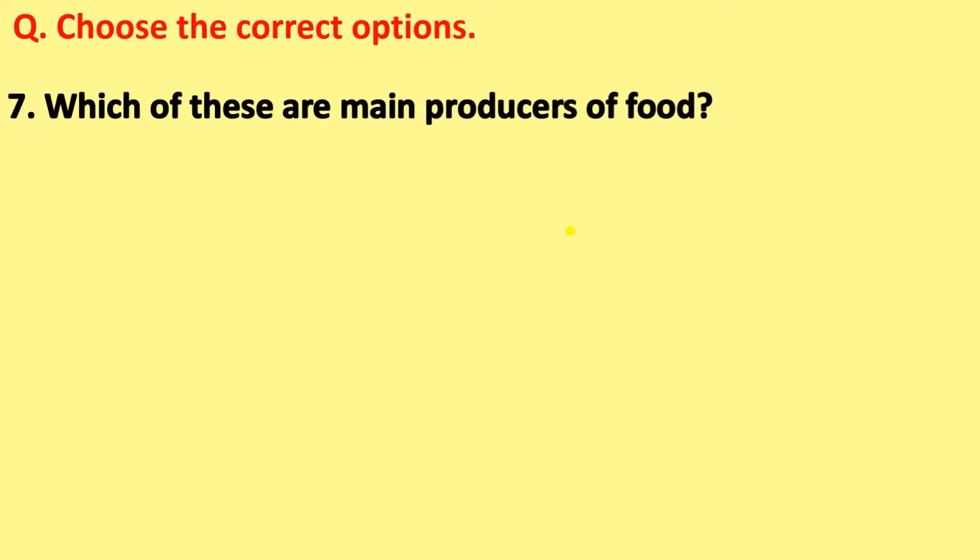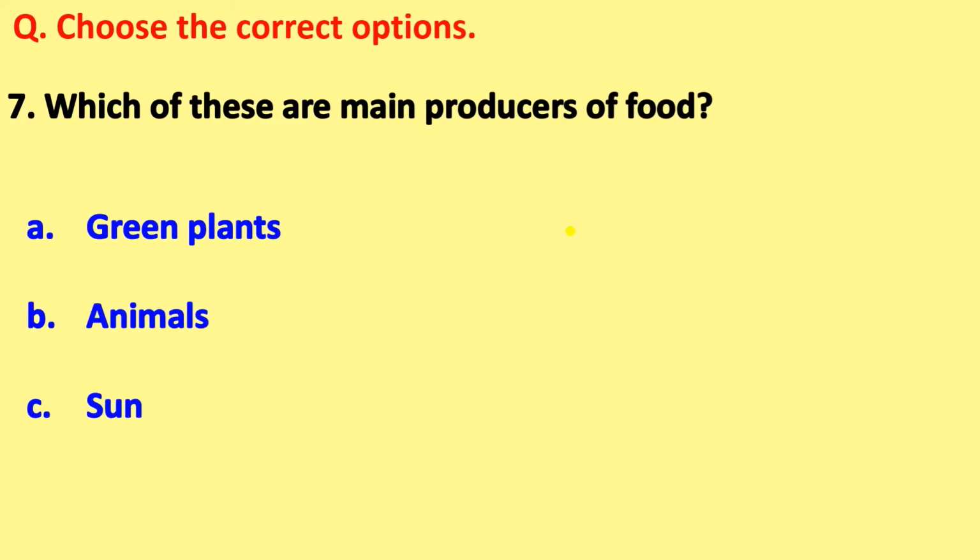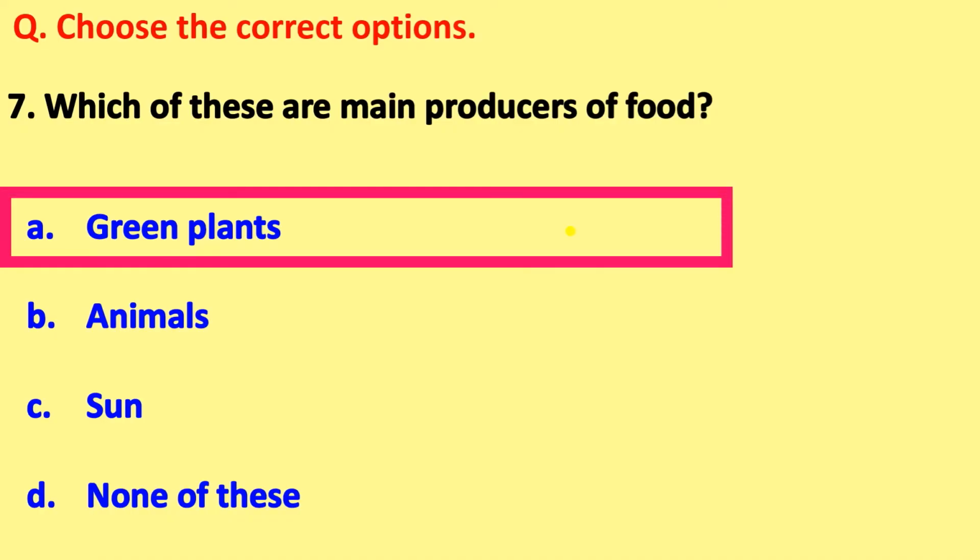Next question. Which of these are main producers of food? Look at the options, guys. Green plants, animals, sun, and none of these. It is green plants.